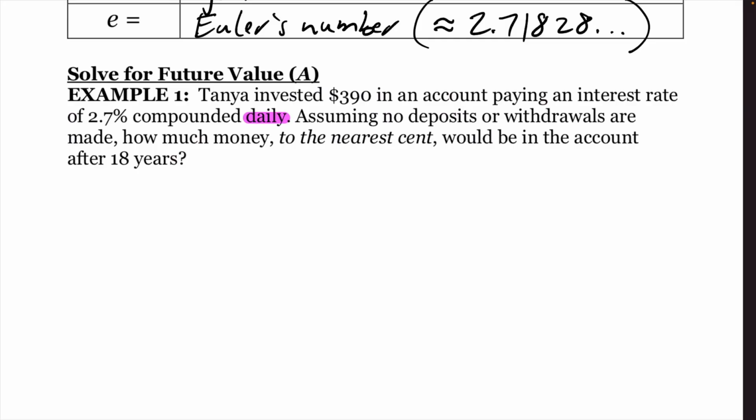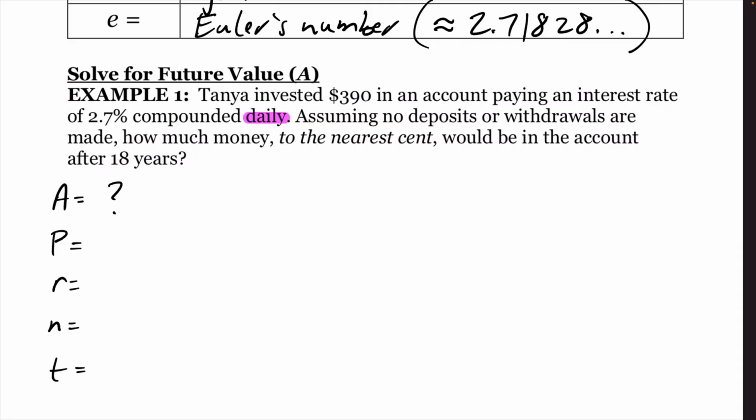So the first thing I'm going to do is organize my given information. A, capital P, R, N, T. I'm going to go through each of these and see if I know it or I don't know it. Okay, so A, do we know how much money she's going to have after 18 years? No, so I'm not going to put anything, I'm just going to put a question mark there because that's what I'm looking for.